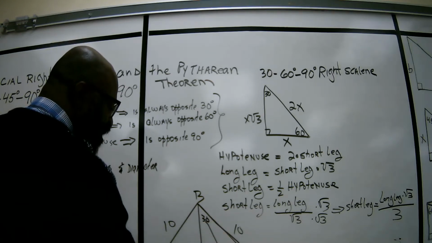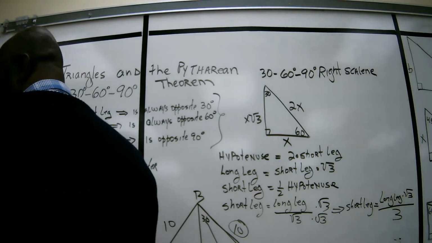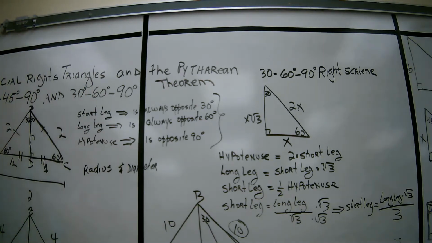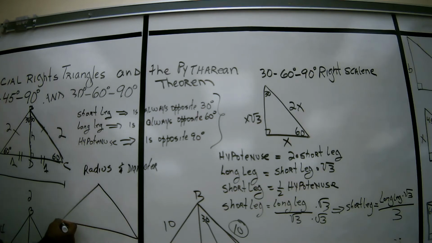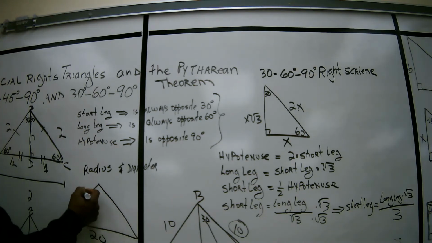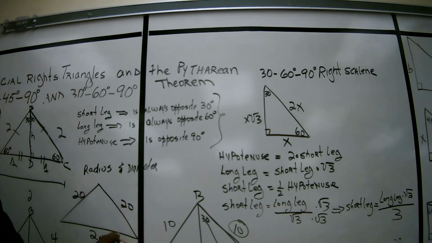This becomes the short leg. You will see that when the hypotenuse is 10, the short leg is 5. So there's a special relationship. The more I do it, you will see the same relationship. It doesn't matter if I draw another triangle. I'm telling you now, instead of this equilateral triangle being 20, nothing changes.